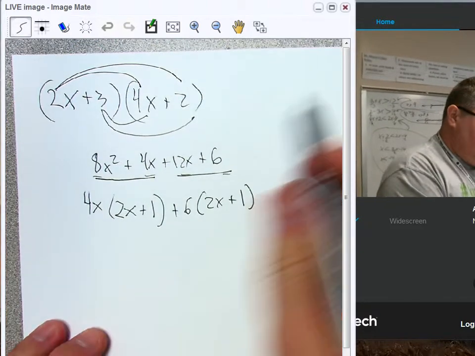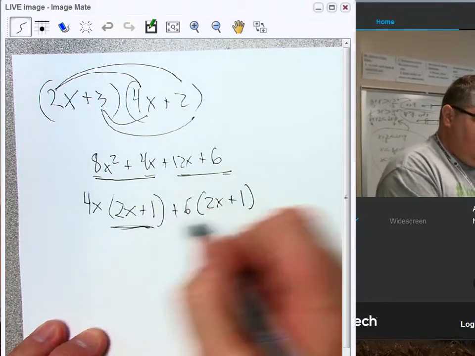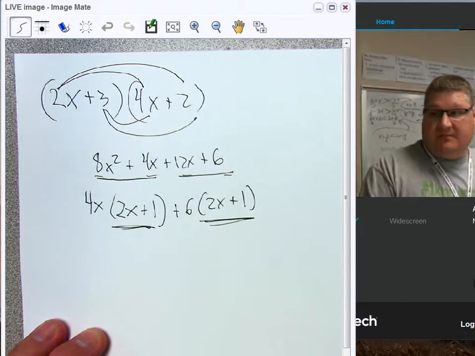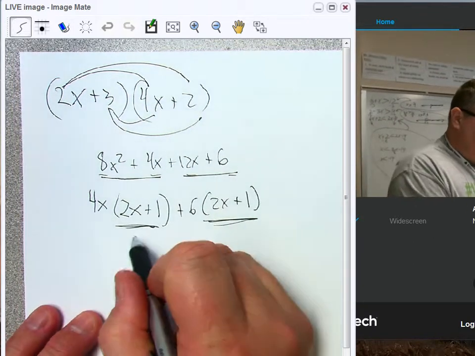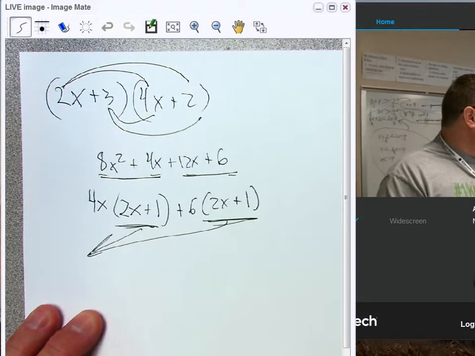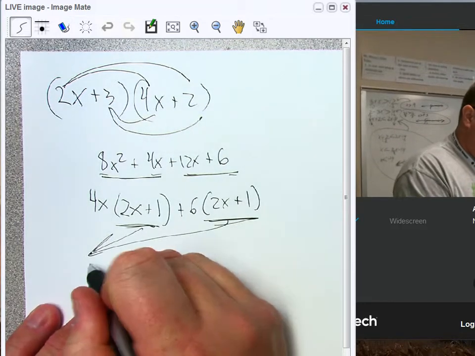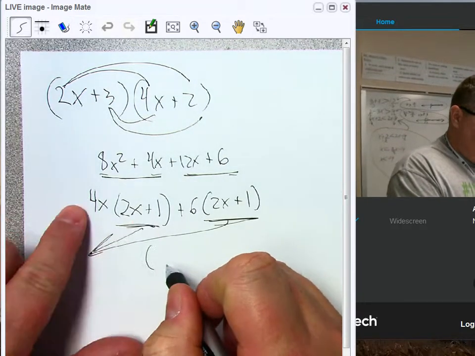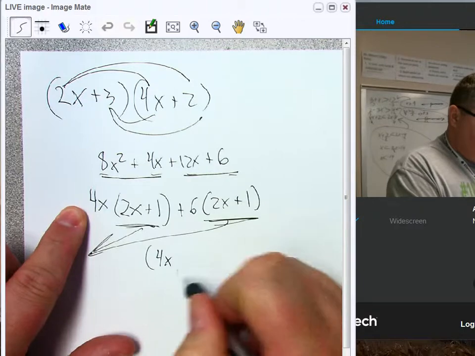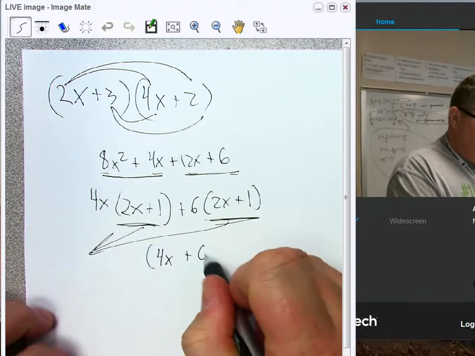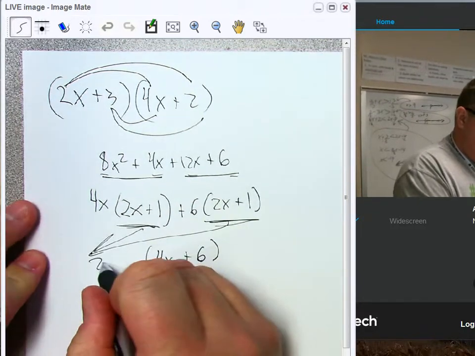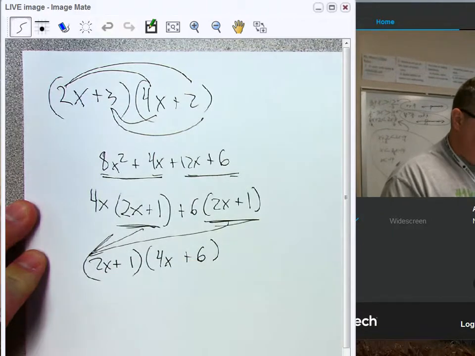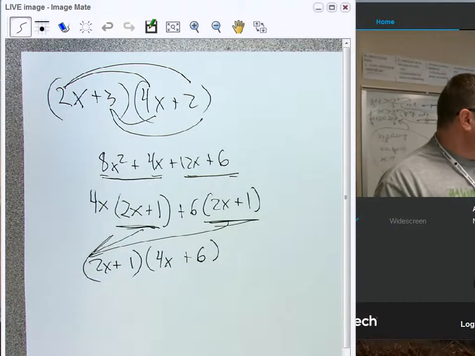What do you notice is over here and over here? 2x plus 1. So can I take that out? What's left if I take this out of here? 4x. What's left over here? 6. And what goes out front? 2x plus 1.